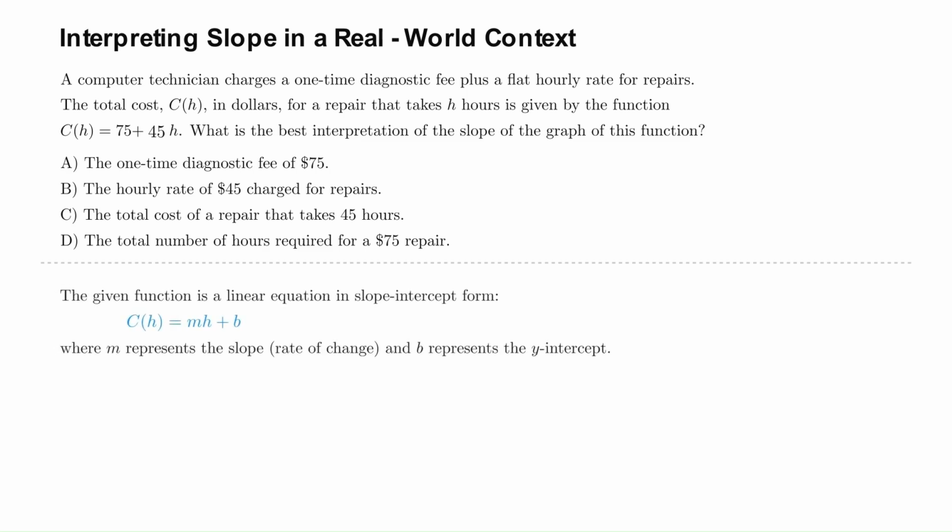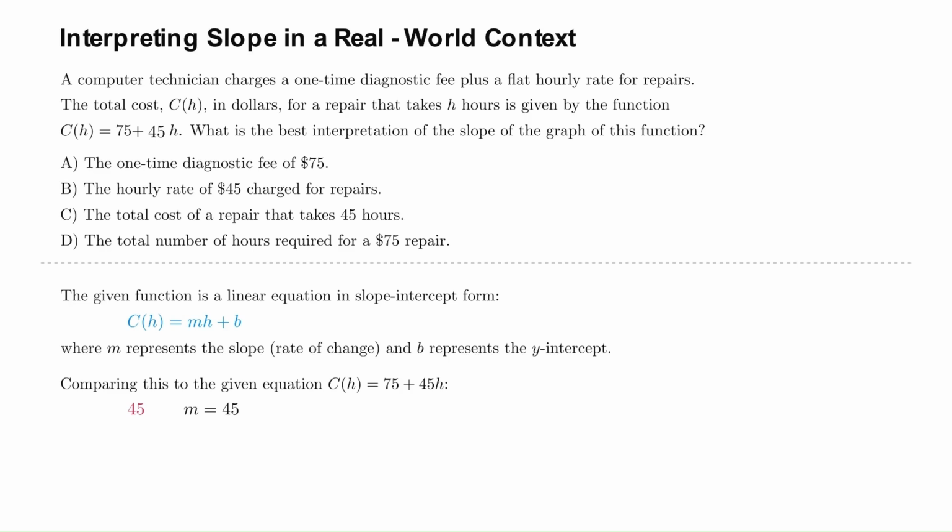To begin, we can analyze the structure of the function. The given equation is a linear function in slope-intercept form, C of H equals mh plus b. Here, m represents the slope or rate of change, and b represents the y-intercept, which often corresponds to a starting value or one-time fee. Comparing this general form to our given equation, C of H equals 75 plus 45H, we can identify the slope. The coefficient of our variable h is 45, meaning our slope, m, is equal to 45.